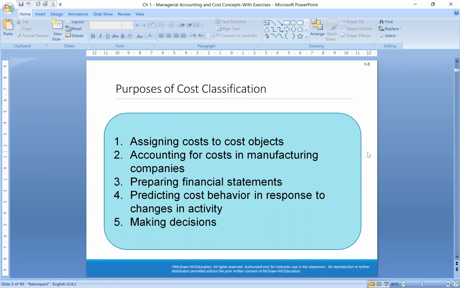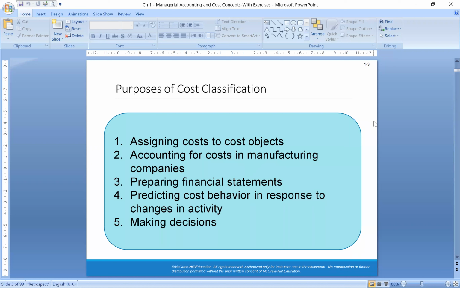We do have something called cost classification. First, before we go to the classifications of the cost, what are the purposes of cost classification? We say that we need the classification to assign the costs to the cost objects. And I will comment about the word object. Object means the thing that you allocate the cost to.